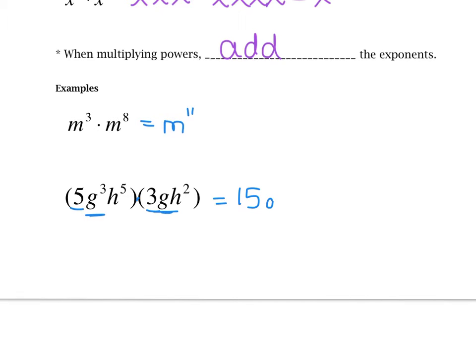Good. And how many H's? 7. Good. Still good, right? Okay. All right, if multiplying means you're going to add, what do you think dividing is going to make you do? Good. Subtract. Everyone got this? Slow me down if I'm going too fast.